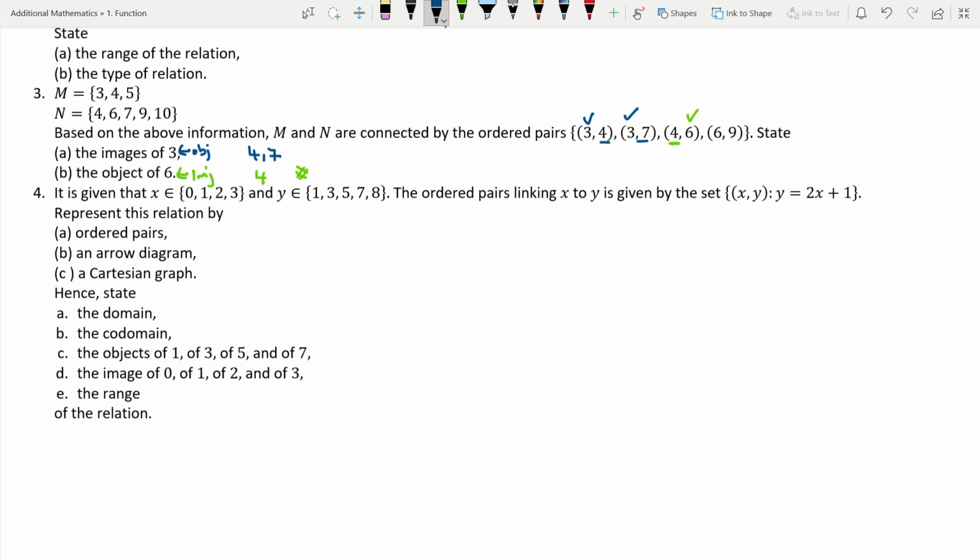Question 4. It is given that X has the elements 0, 1, 2, and 3, and Y has the elements 1, 3, 5, 7, and 8. The ordered pairs linking X to Y are given by the relation y equals 2x plus 1. Represent the relation by ordered pairs, an arrow diagram, and also a Cartesian graph. Hence, state the domain, codomain, objects of 1, 3, 5, 7, the images of 0, 1, 2, and 3, and also the range of the relation.